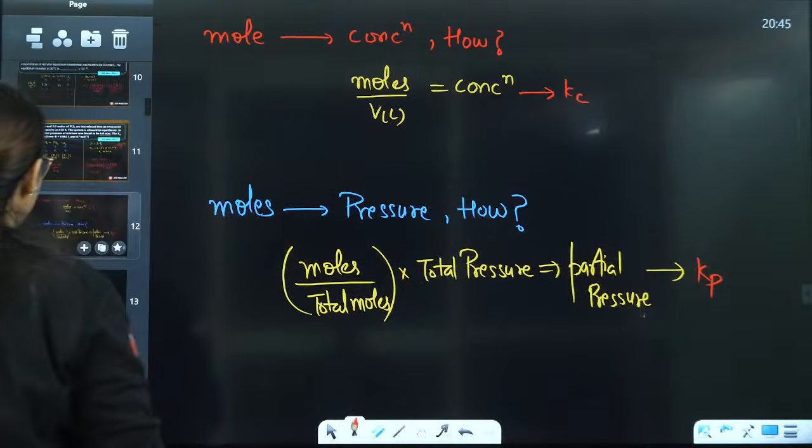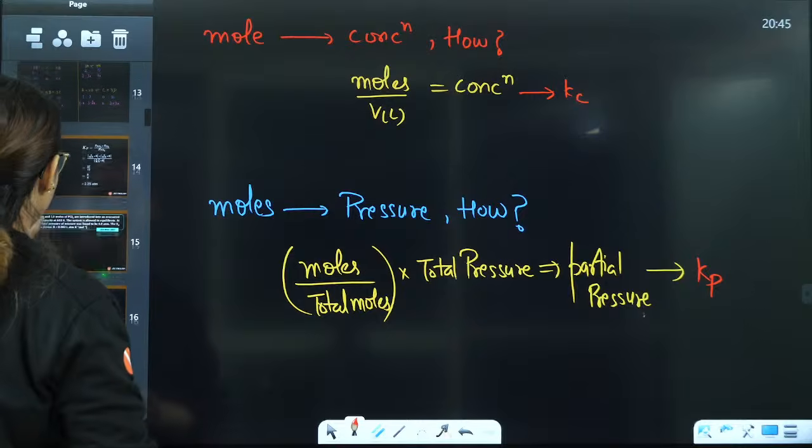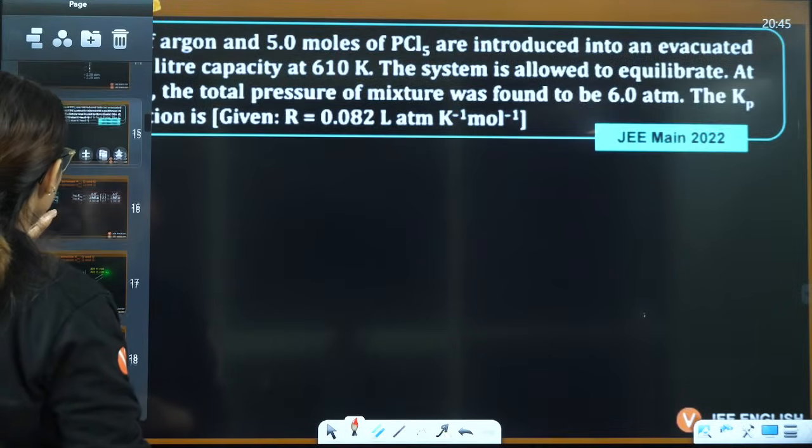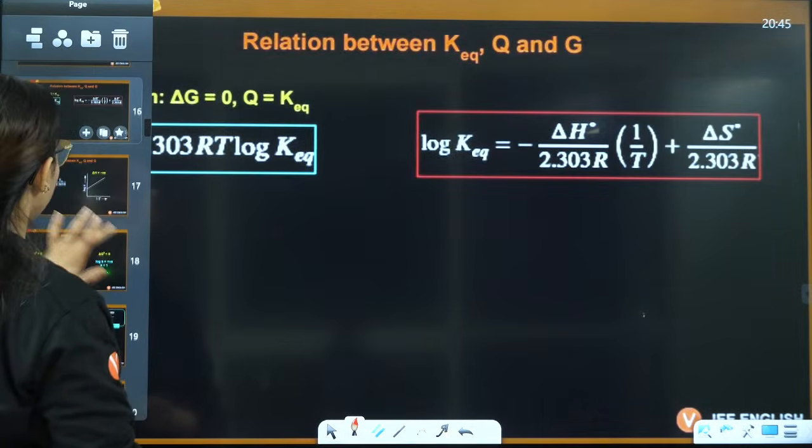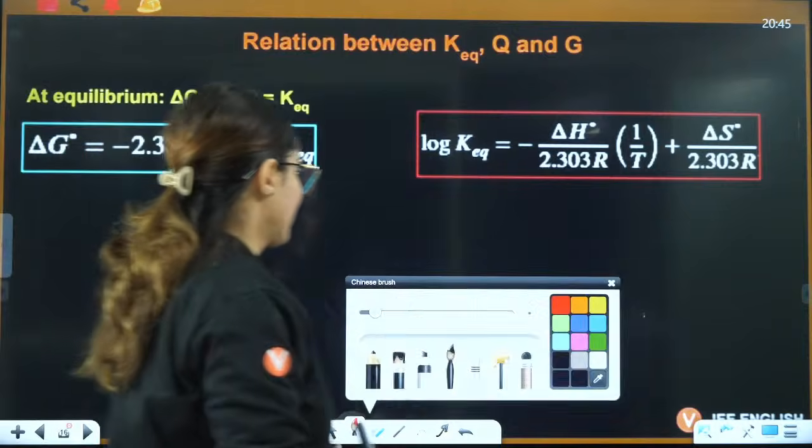Who will teach you this much detail? More than this depth, like questions also I am doing, right? So I think this is like the best thing.